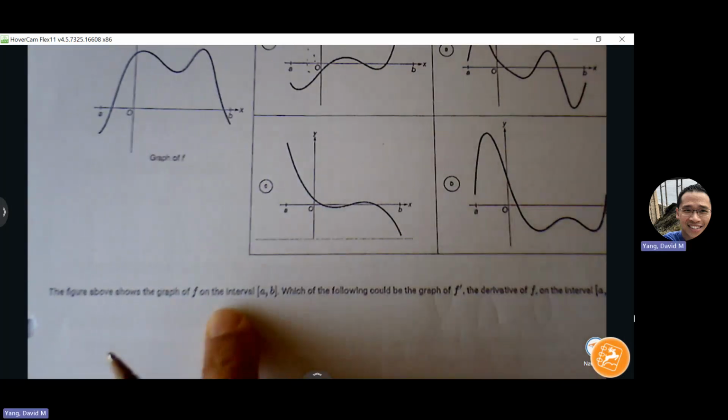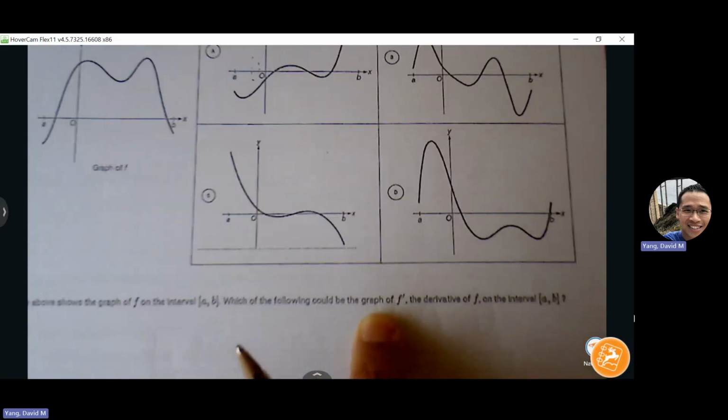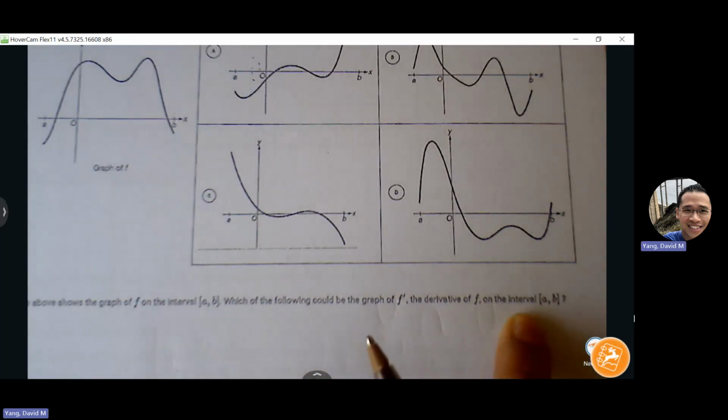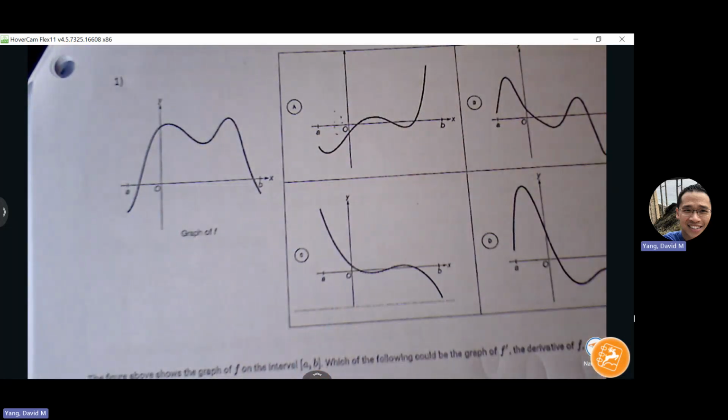says the figure shows the graph of f on the interval from a to b. Which of the following could be the graph of f prime, which is the derivative of f on the interval from a to b? So we have the graph of f now. We're looking for f prime.